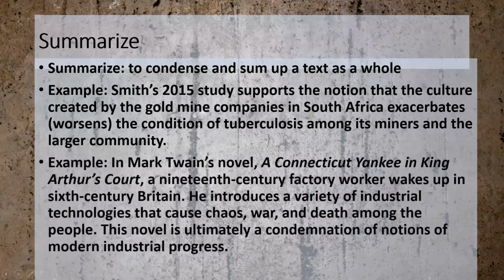Here's another. In Mark Twain's novel, A Connecticut Yankee in King Arthur's Court, a 19th century factory worker wakes up in 6th century Britain. He introduces a variety of industrial technologies that causes chaos, war, and death among the people. This novel is ultimately a condemnation of notions of modern industrial progress. Okay, so we've taken a novel and we've quickly summarized it, right? It's a big oversimplification. We've taken several hundred pages and we've summarized the plot, but that is a vital skill to have, to be able to take something and just sum it up in a sentence or two.